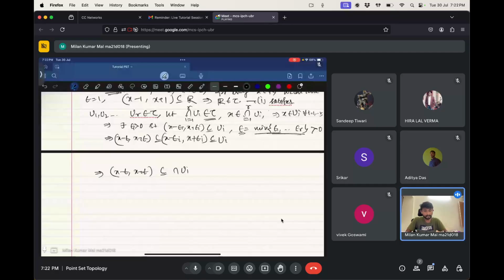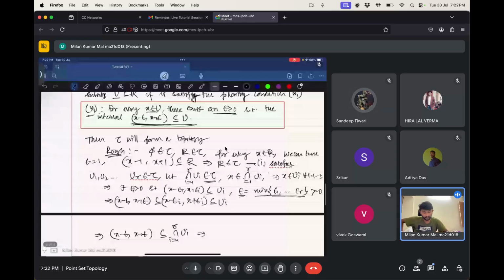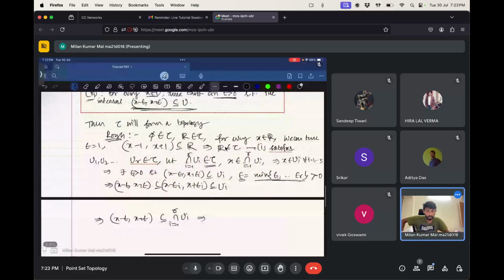Remember the star condition is this one. Is the screen visible to you? Yes, sir, visible. Okay. This red block condition is the star condition: for every x, there exists an epsilon greater than 0 such that the interval (x minus epsilon, x plus epsilon) is contained in the union. So now this satisfies the star condition. That means the intersection of all ui, i equals 1 to r, belongs to tau.